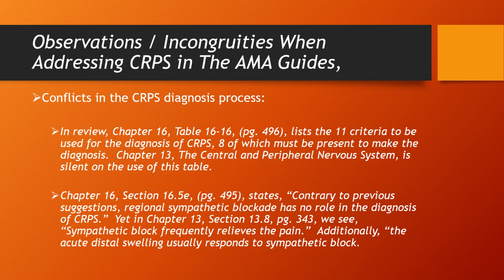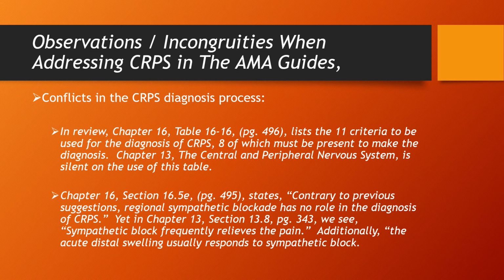Now, what is odd is that's Chapter 16. Yet when you get to Chapter 13, when we're discussing lower extremity impairments, because we were referred to them from Chapter 17 for lower extremity, the central and peripheral nervous system chapter is silent on the use of the table. There's no mention that there are criteria for that. So again, if you're providing criteria, and separate impairment ratings, be sure to provide both, and then also to explain the how and the why you arrived at your conclusion.